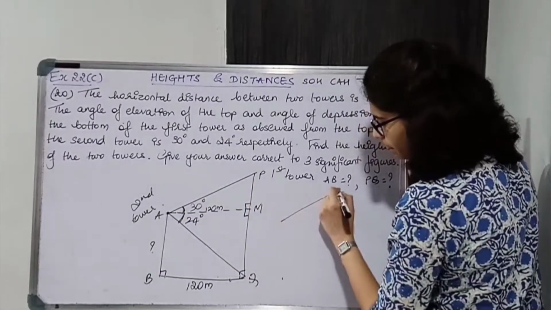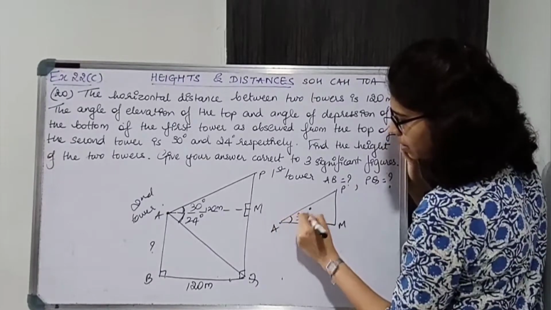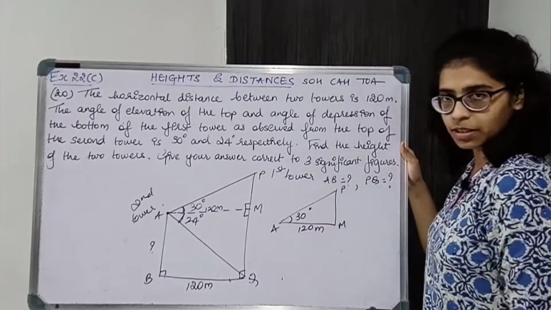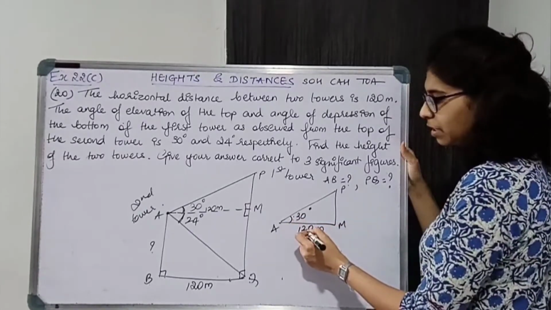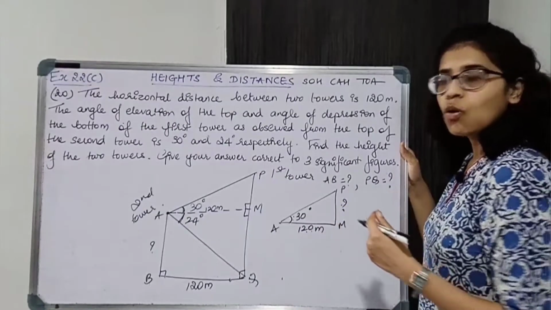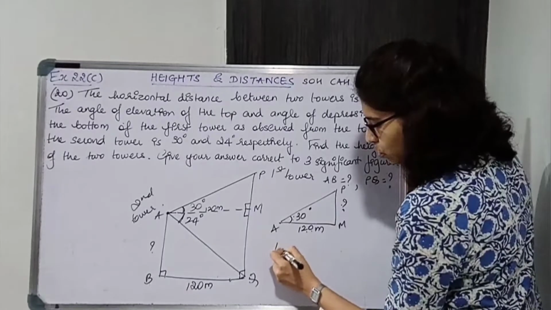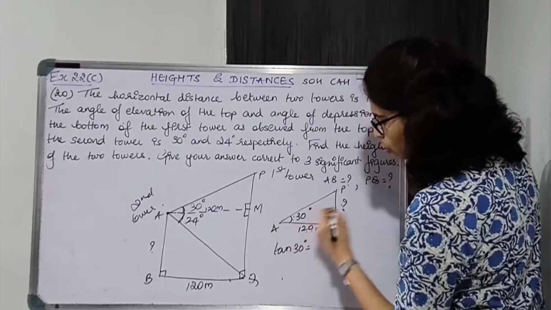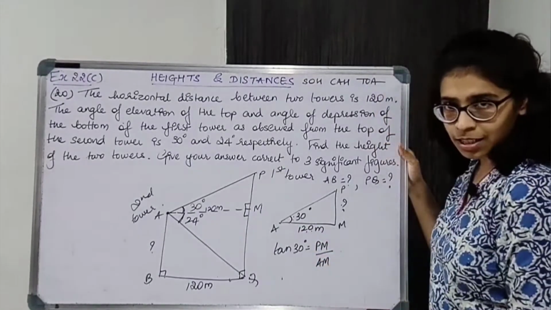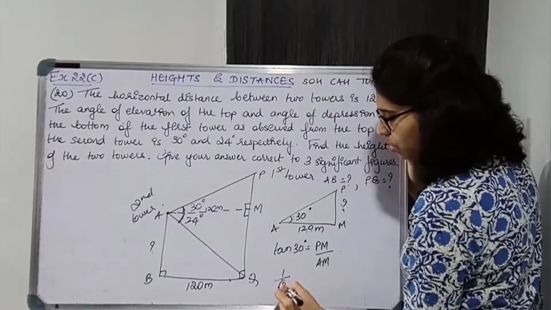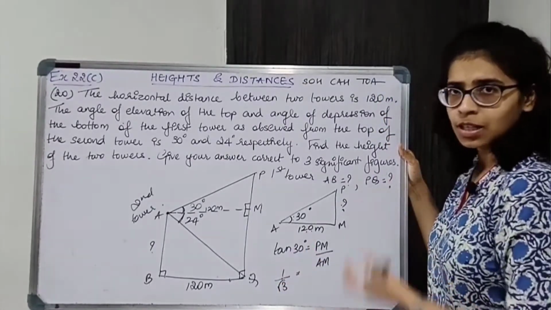For this we'll consider triangle PMA. This is 30 degrees, this is 120 meters. Now we know one angle, we know one side. Angle का adjacent पता है, we need to find opposite. So opposite and adjacent का relation you get from tan of the angle, TOA. So tan 30 is equal to opposite, that is PM, upon adjacent, that is AM. Tan 30 is 1 upon root 3 from standard value table. You can also substitute decimal value from the natural tangents table.